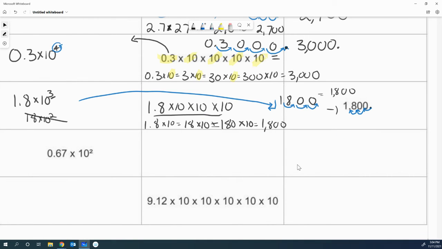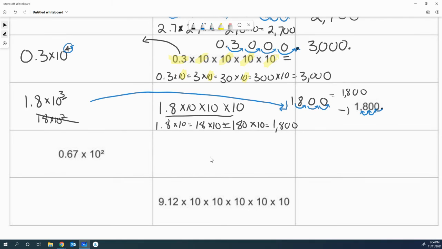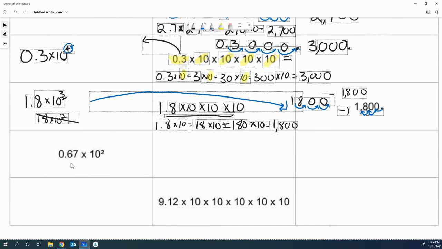67 hundredths times 10 to the 2nd power. For this one, I want you to go ahead and think what the expanded form would be for this problem. Think about what the expanded form for 67 hundredths to the second power would be. Go ahead and write it in your box.